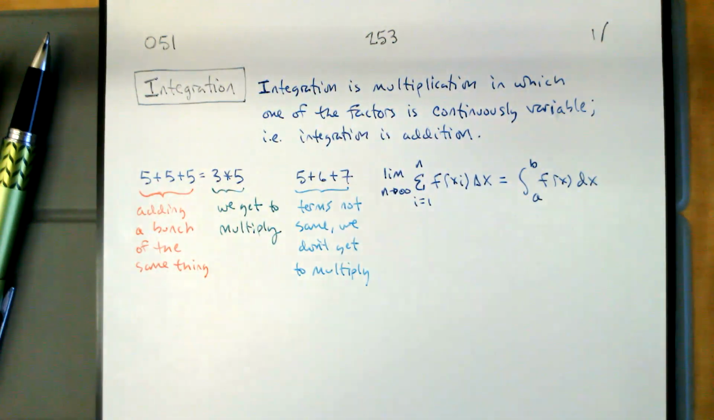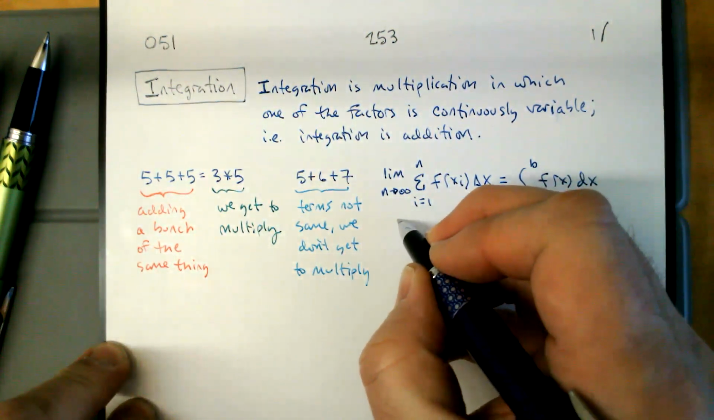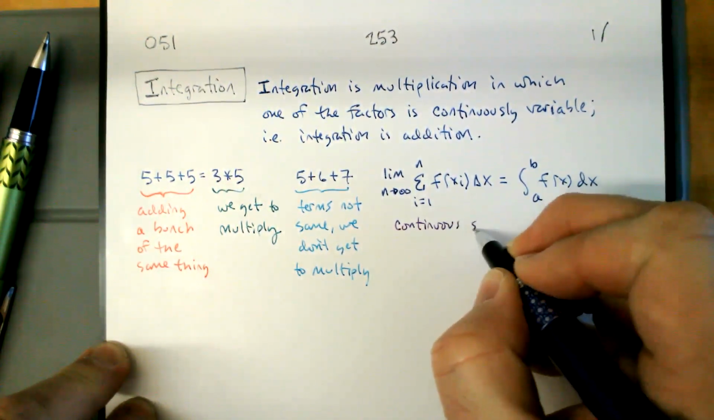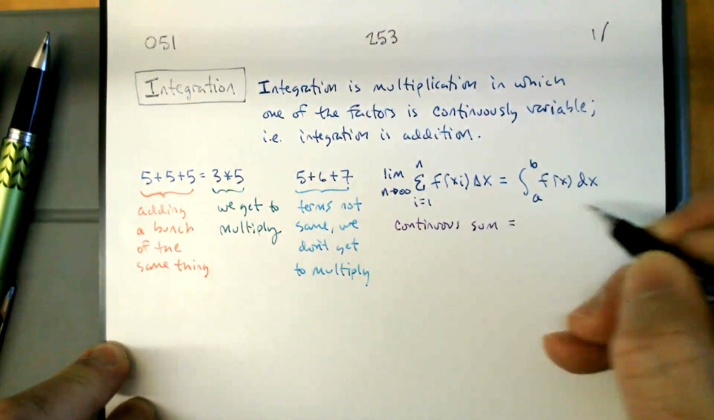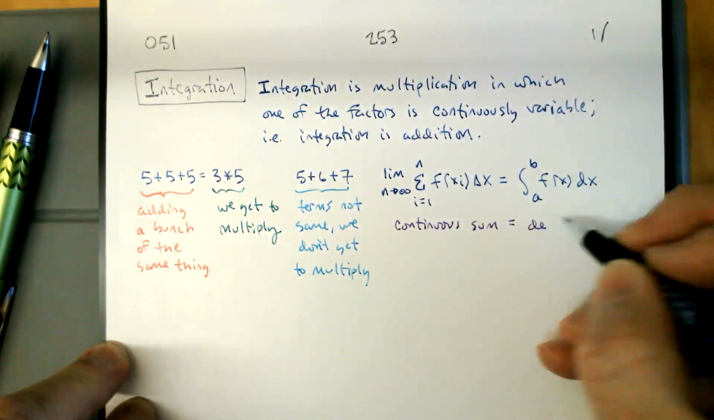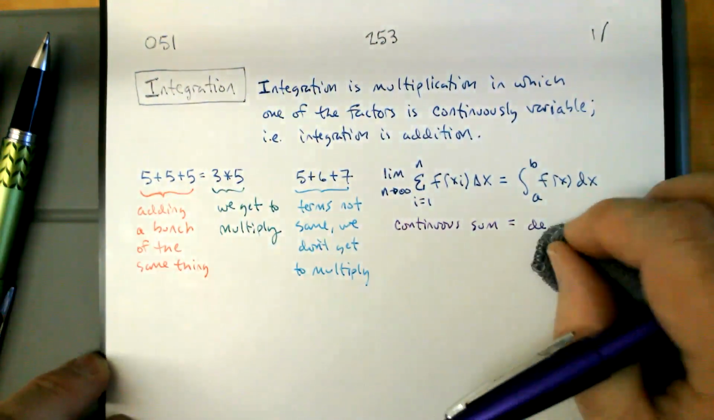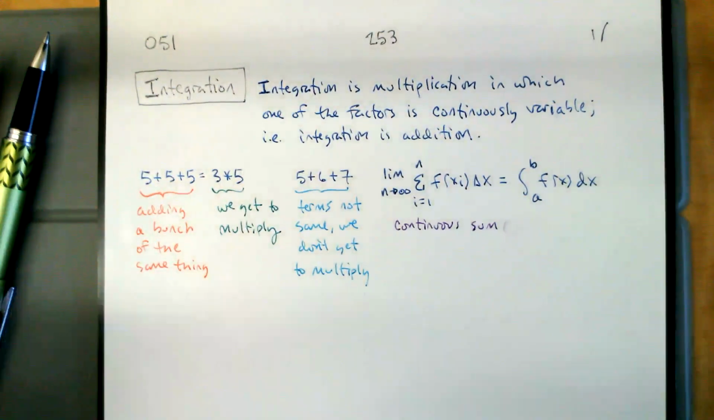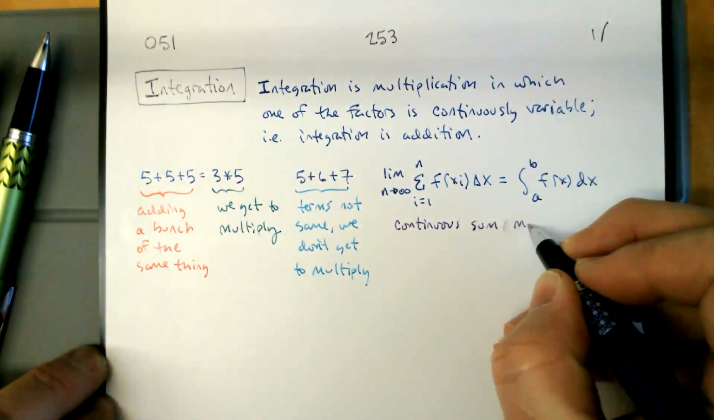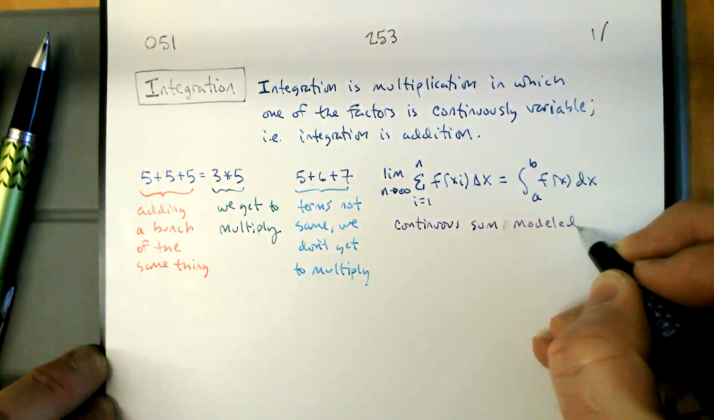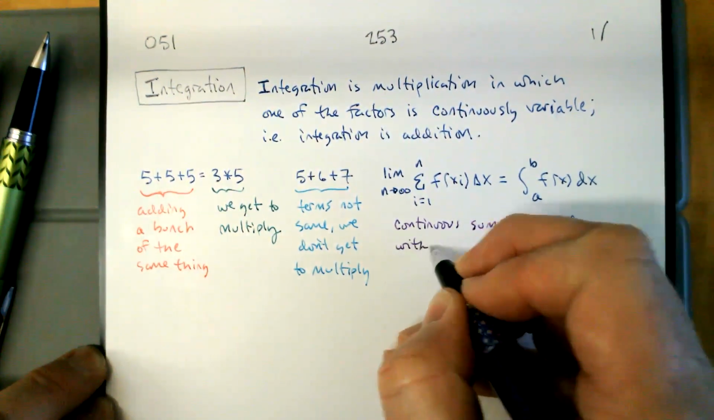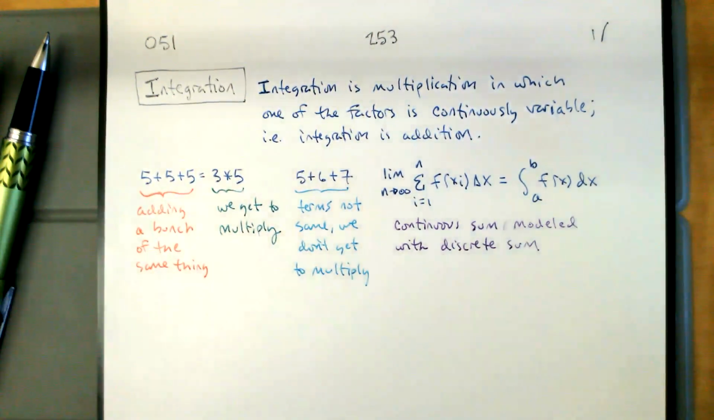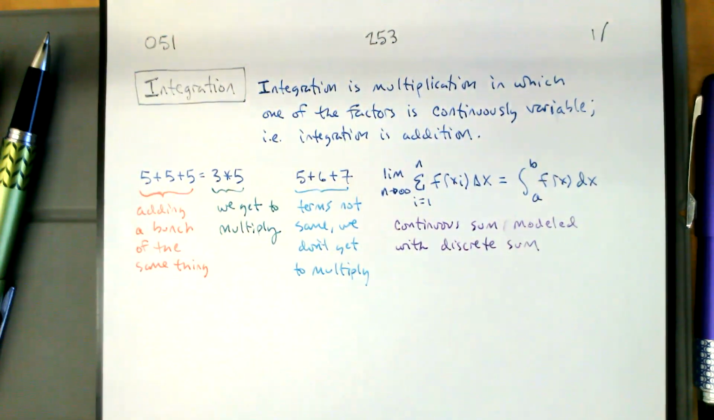So what we want to happen is we want the continuous sum to be modeled with a discrete sum.